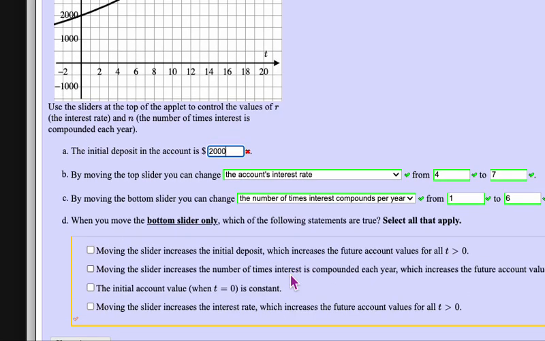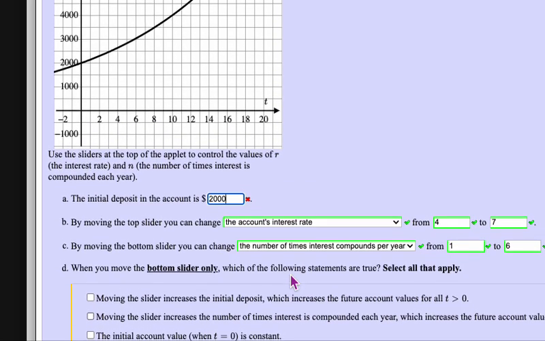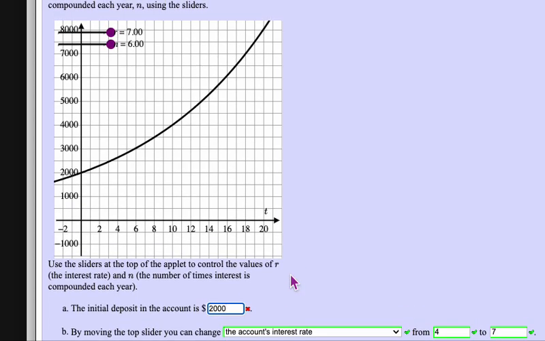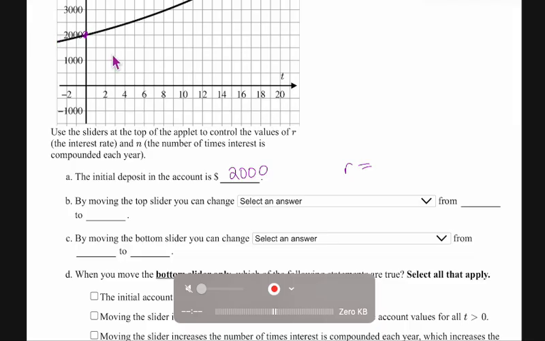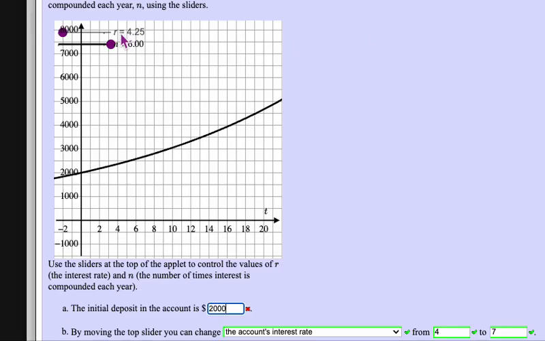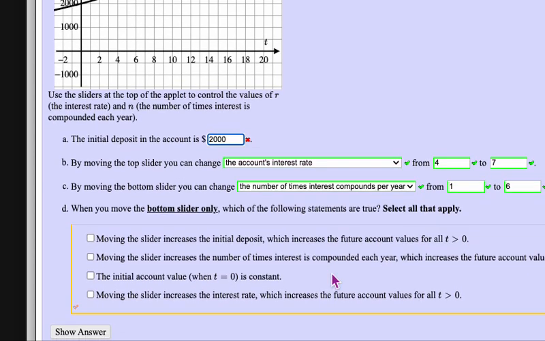Now it says, when you move the bottom slider only, which of the following statements apply? Okay, so let's go back. We'll just move that top slider and put it in the middle there. But if you only move the bottom slider, let's start from the beginning to the end. Do you see how it lifts the graph a little higher? Not a lot, but a little bit. So moving the slider increases the initial deposit. Nope, that 2000 stayed there.